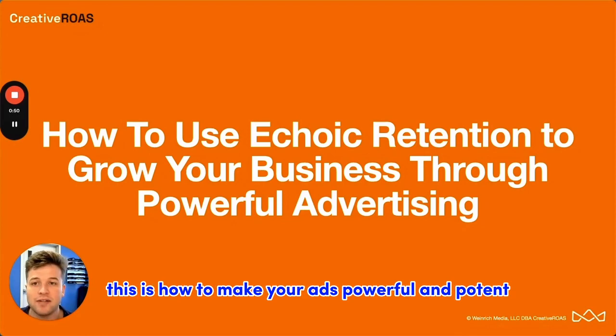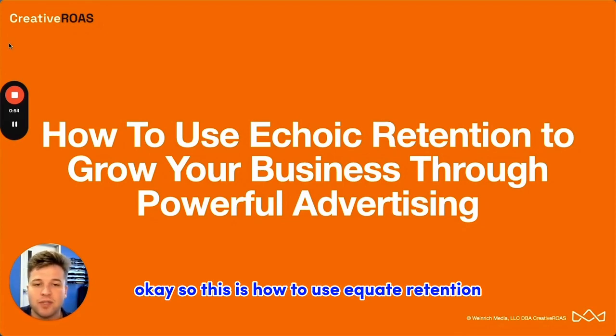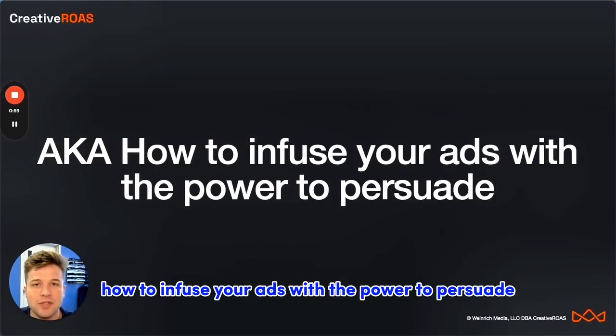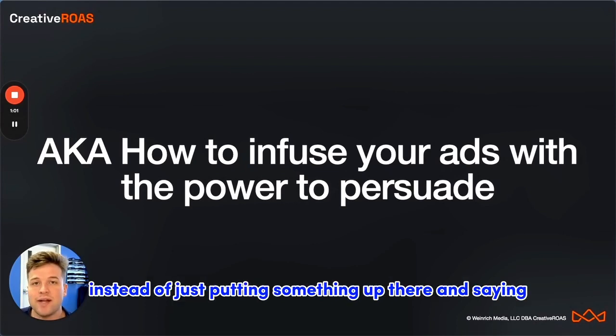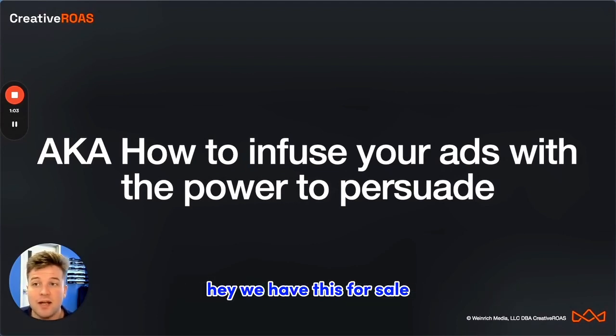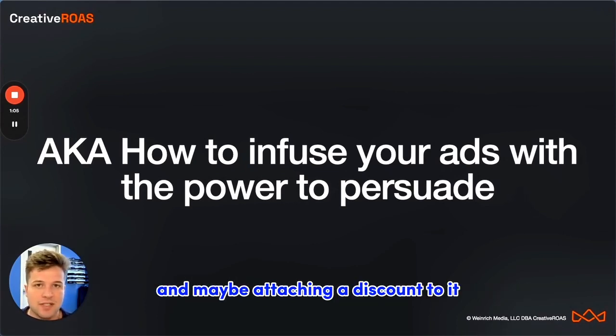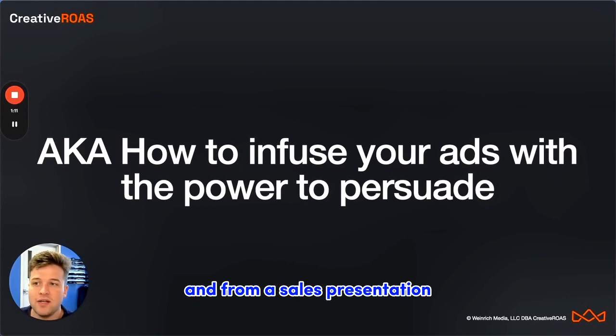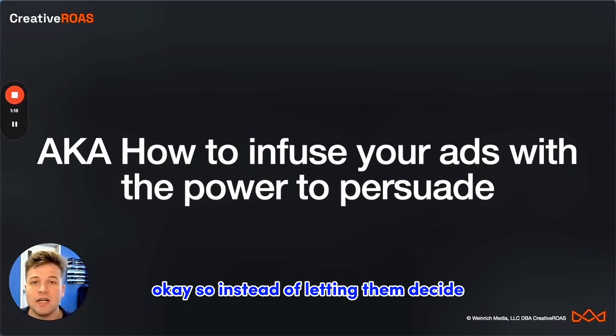This is how to make your ads powerful and potent, okay? So this is how to use echoic retention to grow your business through powerful advertising. It's essentially how to infuse your ads with the power to persuade. Instead of just putting something up there and saying, hey, we have this for sale, and maybe attaching a discount to it, you persuade people with your ads. You actually sell people with your ads, and you turn your ads from a sales presentation into a 24-hour salesperson for you, okay? So instead of letting them decide, you're persuading them.